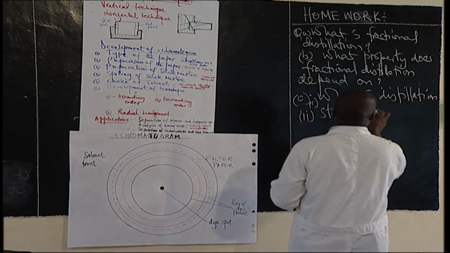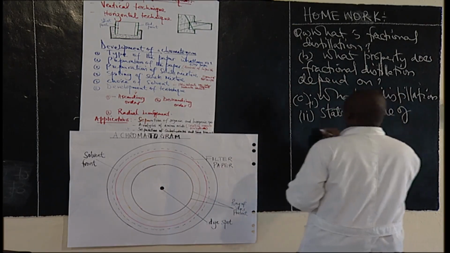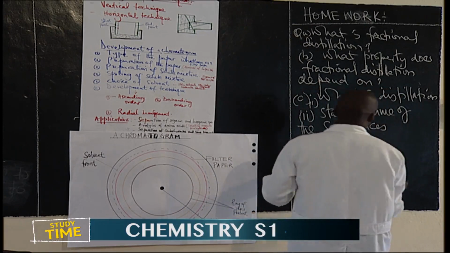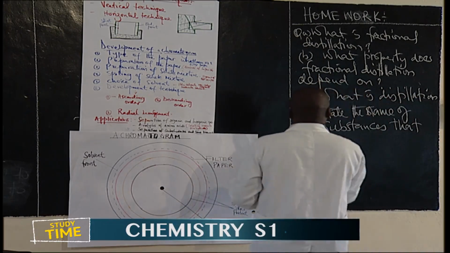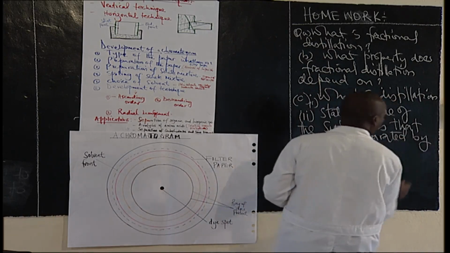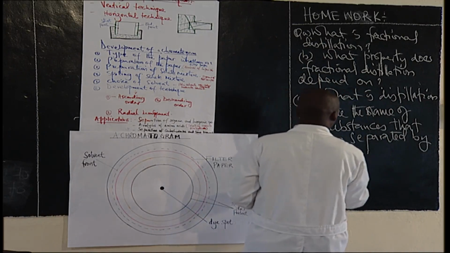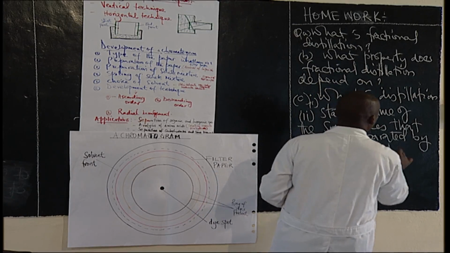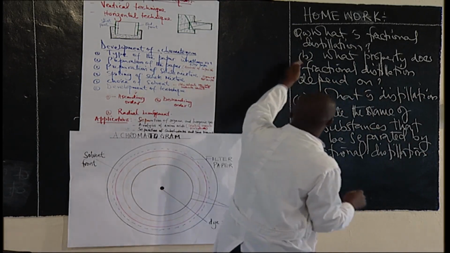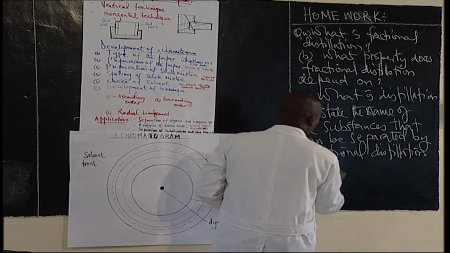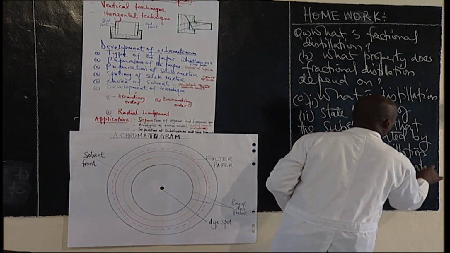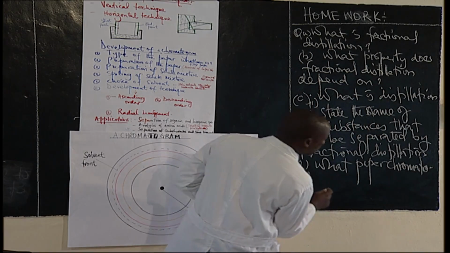Number two, state the name of the substances that can be separated by fractional distillation. That was A, B, C. Number D, what is paper chromatography?